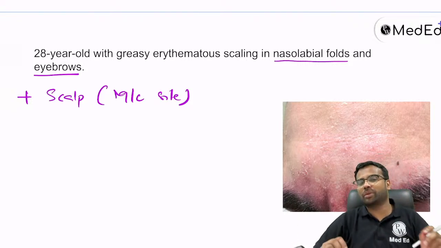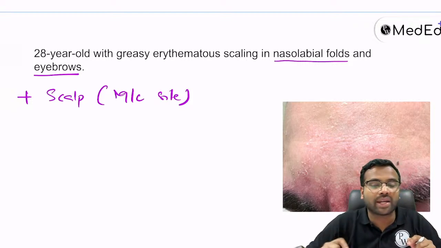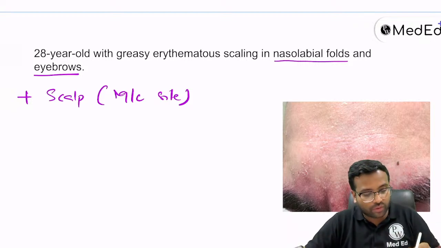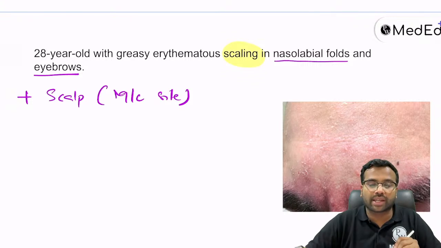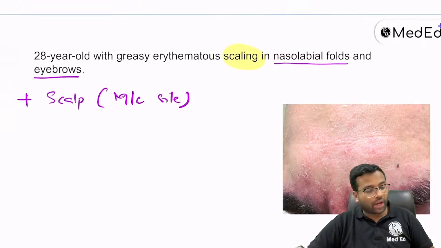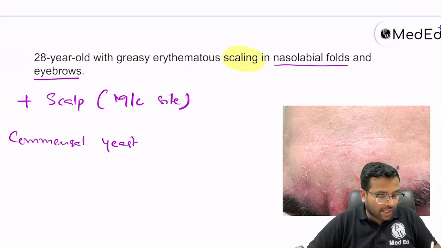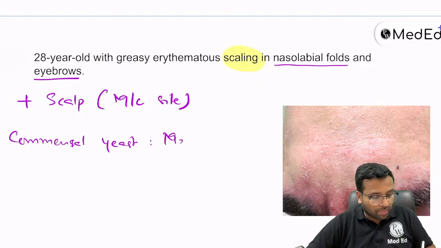It is not impetigo. Why is it not impetigo? Because in impetigo you can see honey colored crust, isn't it? Here there is no crusting. Here what we see is scaling. Okay? Here what we can see is scaling. And if you want one more clue, I can say that this is caused due to a commensal yeast. What is the name of this commensal yeast? It is also called Malassezia furfur.